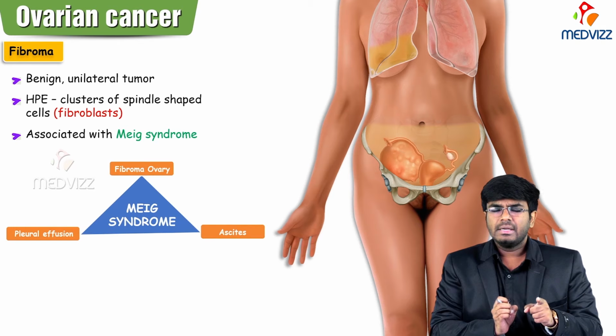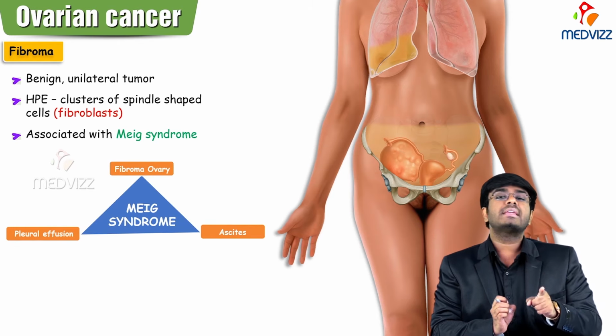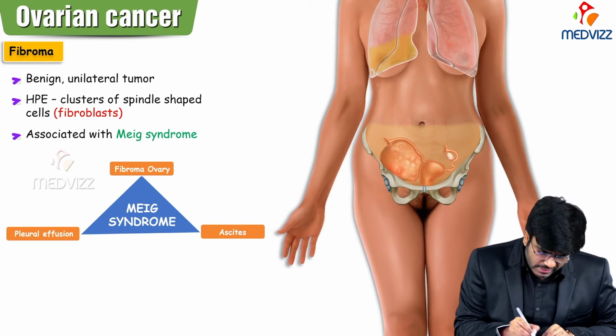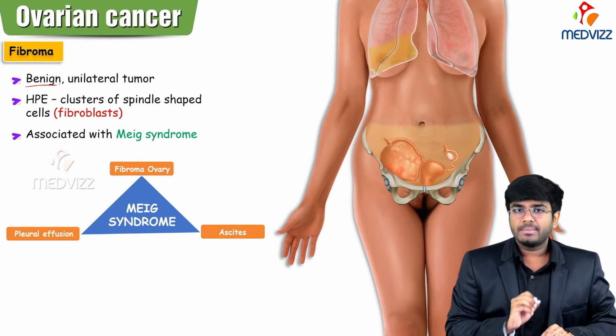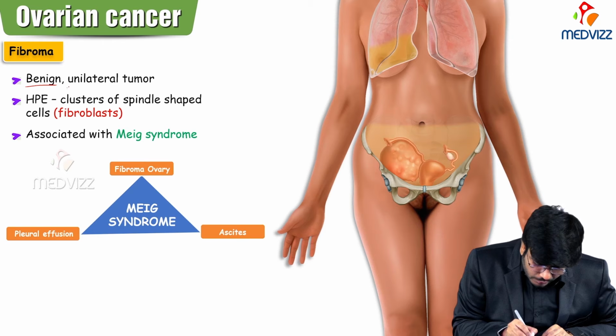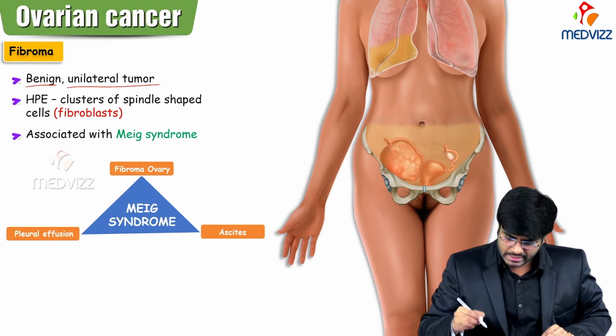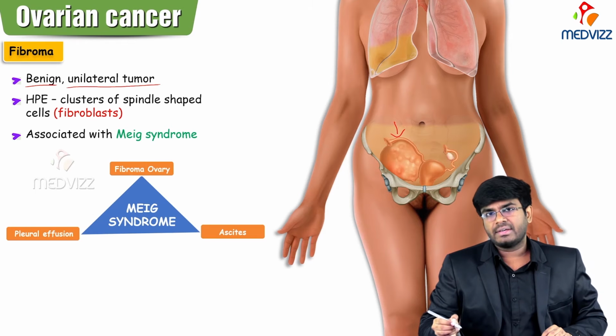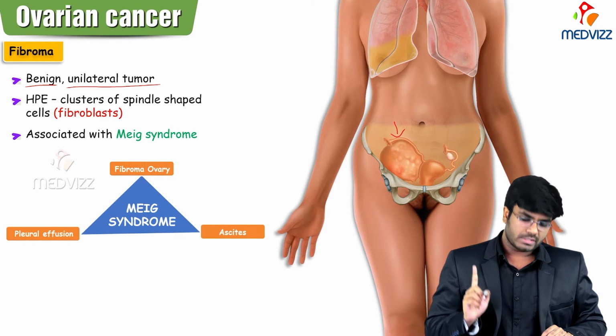There I have said Meigs syndrome is associated with fibroma. Usually these fibromas are benign in nature and mostly they are unilateral tumors. See here in this female, you can see that only one ovary is getting affected. Unilateral tumors and benign in nature.